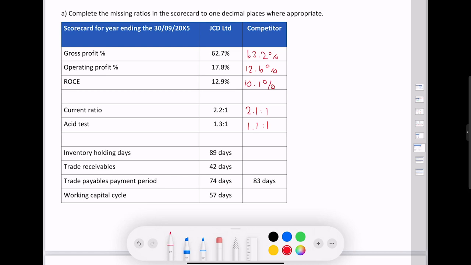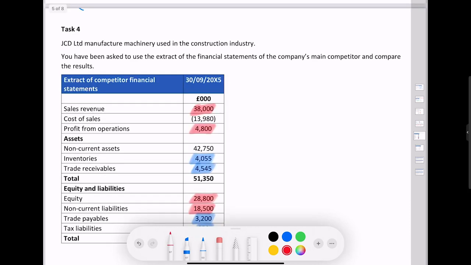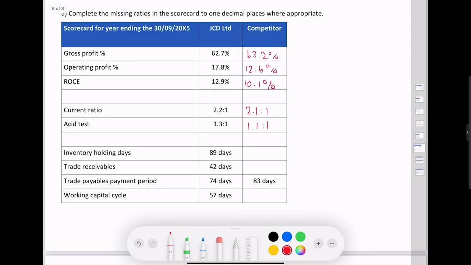Next, inventory holding days, which is our inventory over cost of sales. So you've got your inventory, again, just here, which is your 4,055,000, over your cost of sales, which is shown here. And that works out to be 106 days.